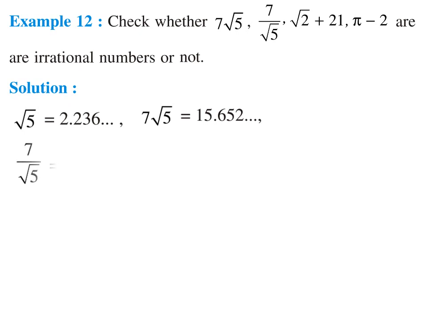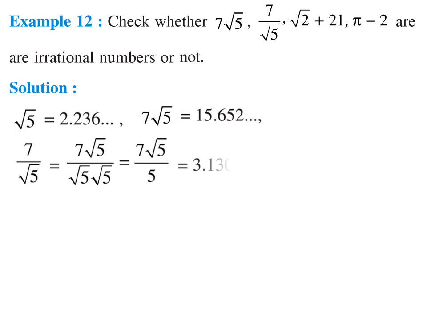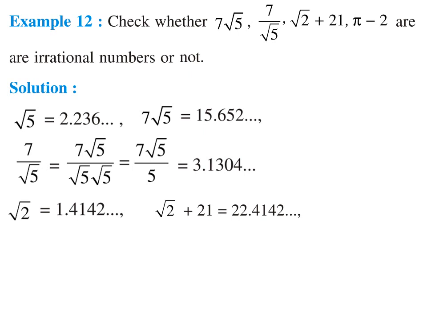Now for 7 by root 5, I am multiplying and dividing by root 5. So it will become 7 root 5 by 5. Now dividing the above number by 5, I will get 3.1304 up to infinite. So again you get a non-terminating, non-recurring decimal expansion. So again it is an irrational number. Again, root 2 is equal to 1.4142 up to infinite. So root 2 plus 21 will become 22.4142 up to infinite. So again it is an irrational number.